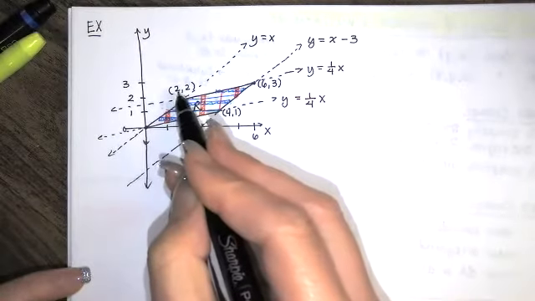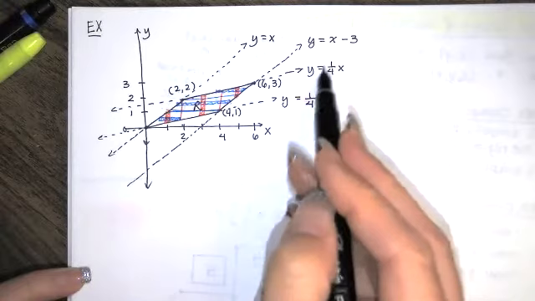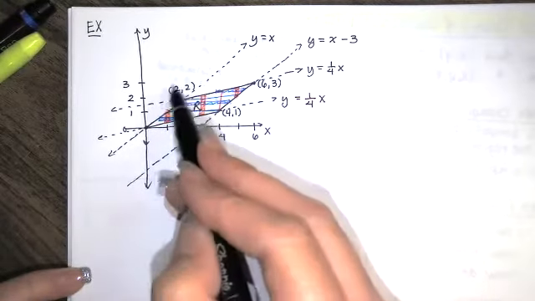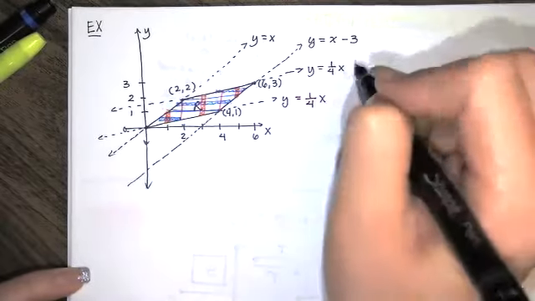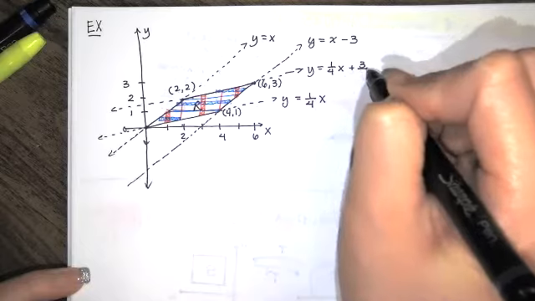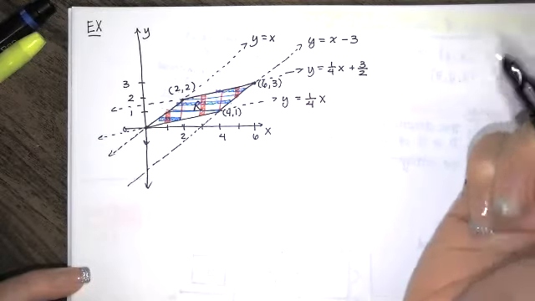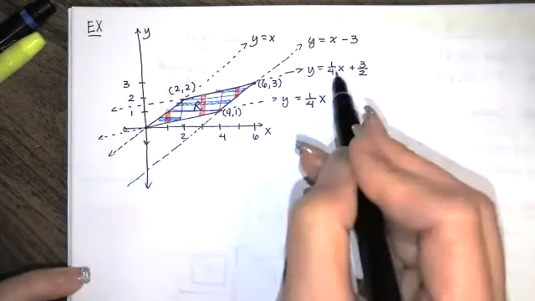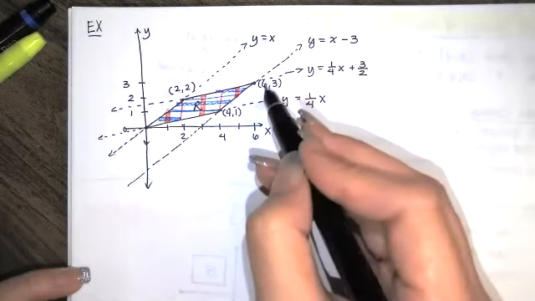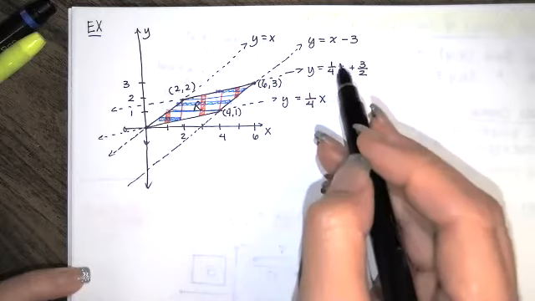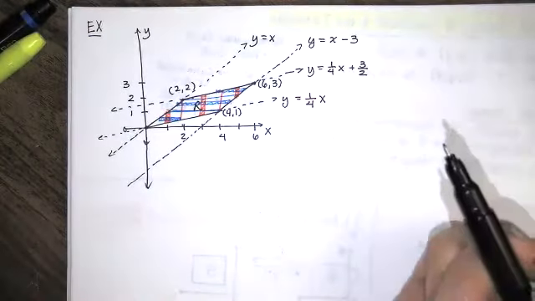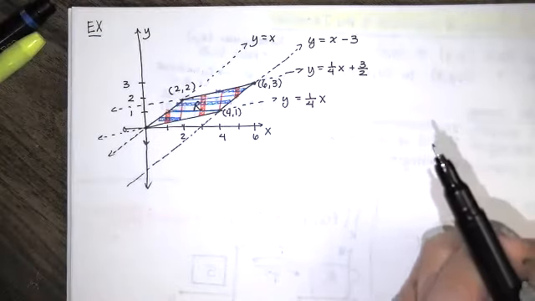When x equals 2, this is going to be 1/2. And I have to have 1/2 plus something equals 2. So I think this has to be 3/2. Let's check it out. If x is 2, I get 1/2 plus 3/2, which is 2. If x is 6, I get 6 over 4, that's 3/2 plus 3/2 is 3. Okay, so those are the equations of my lines.